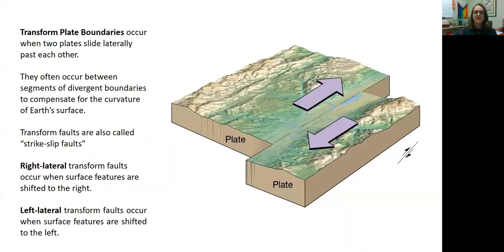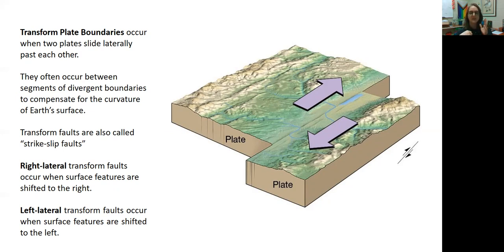Transform plate boundaries are plate boundaries where, rather than material being separated or coming together, plates just slide back and forth laterally right next to each other. Transform faults are also called strike slip faults, so you might hear me use those terms interchangeably. We can have two different types of transform faults, either right lateral or left lateral. You can figure out which is which by imagining yourself standing on one plate, looking across the fault at the other plate and asking yourself, relative to you, in what direction did that other plate move?